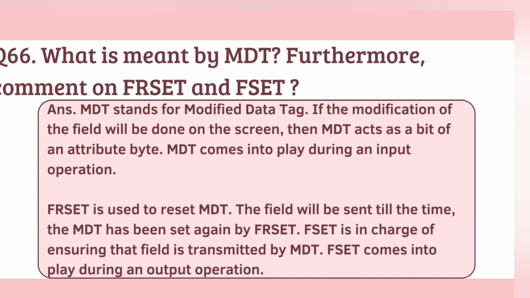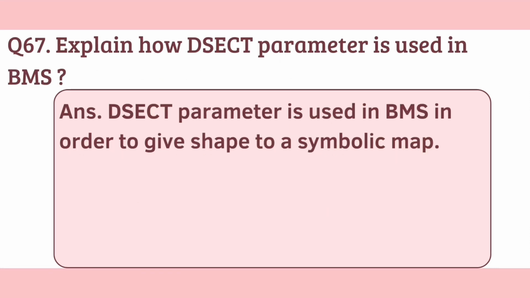FSet comes into play during an output operation. Moving to question number 67. Explain how dissect parameter is used in BMS. The answer is dissect parameter is used in BMS in order to give shape to a symbolic map.